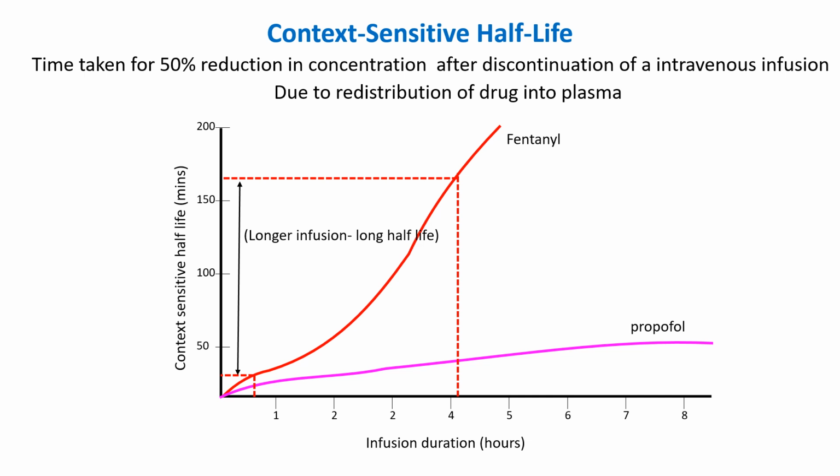Unlike fentanyl, propofol has a relatively short context-sensitive half-life even after prolonged infusion. Propofol's pharmacokinetic profile involves rapid redistribution and metabolism, ensuring that its plasma concentration decreases quickly after the infusion is stopped, regardless of the duration of administration.